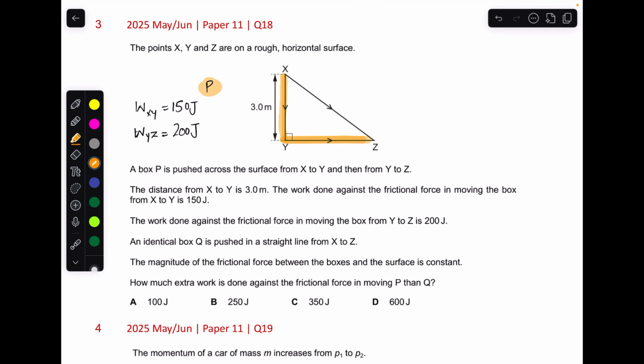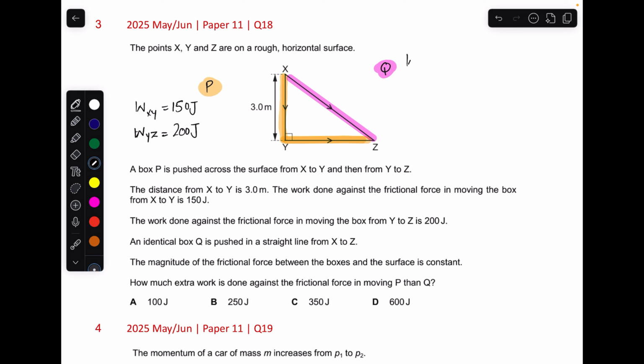Again, keep in mind they all are at the same height. It's on a horizontal plane, so height is not changing. So this is for Q, which is moving from x to z. The magnitude of frictional force between the box and the surface is constant. Okay, friction is constant all over. How much extra work is done against the frictional force in moving P than moving Q?